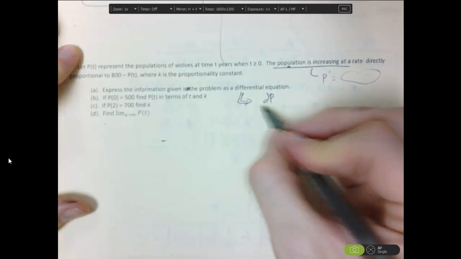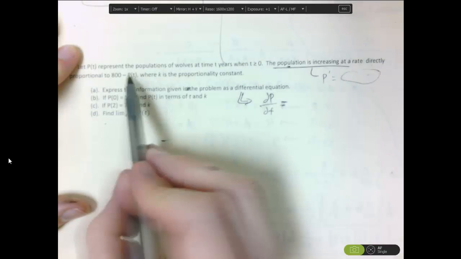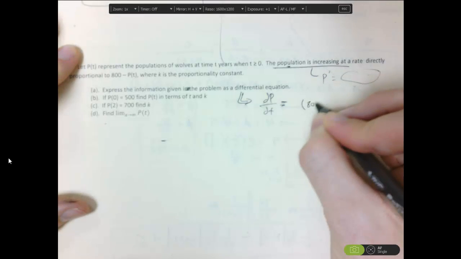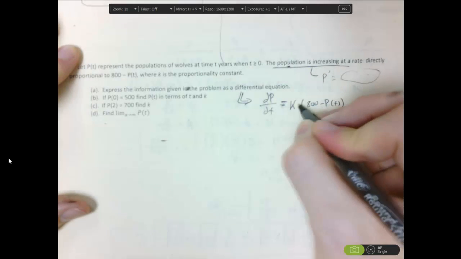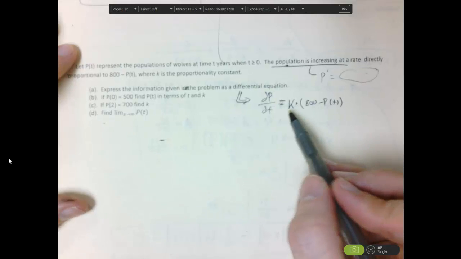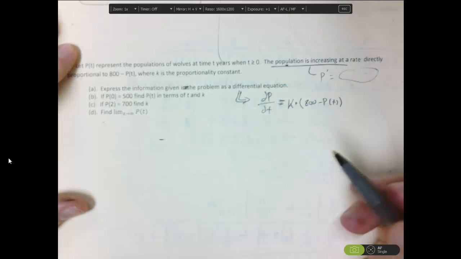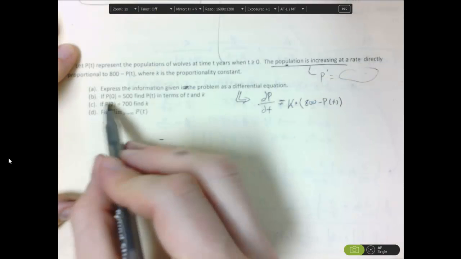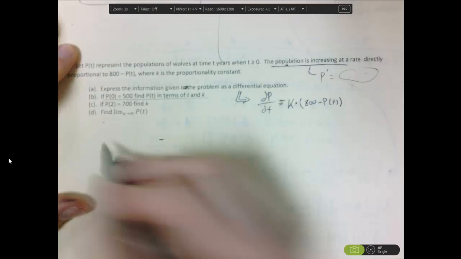So I know the rate of population growth is dP/dt. It's saying that that is proportional to this business, so I'll write that business. Because it's proportional, that means that it is a constant times that value. So that's part A. I've just written the differential equation. Part B is saying essentially solve the differential equation using this initial condition.